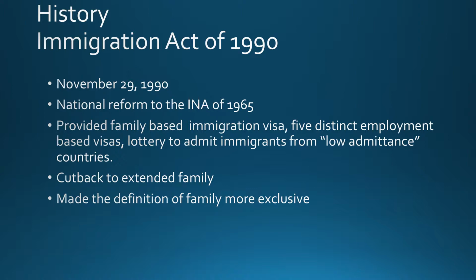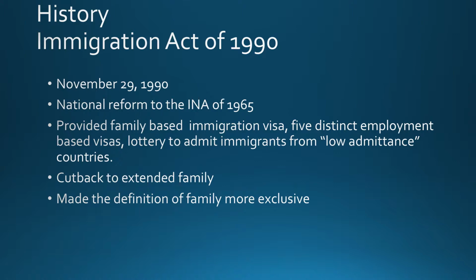Which leads us to the Immigration Act of 1990. Most notably, this reform to the Act of 1965 provided family-based immigration visas, created 5 distinct employment-based visas, categorized by occupation, as well as a diversity visa program, which created a lottery to admit immigrants from low admittance countries or countries where their citizens were underrepresented in the United States. Family reunification remained a priority.